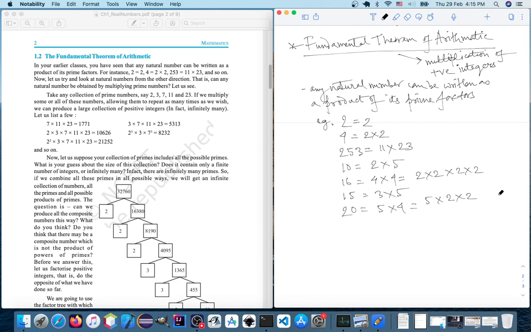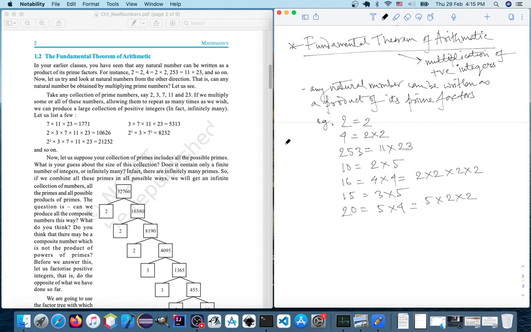That is the question. So it says, take any collection of prime numbers, say 2, 3, 7, 11 and 23. If you multiply some or all of these numbers, allowing them to repeat as many times as we wish, we can produce a large collection of positive integers, in fact infinitely many. Let us list a few. So it is trying to see whether using some prime numbers, here 2, 3, 7, 11, 23, these are prime numbers, what are the natural numbers it can generate?